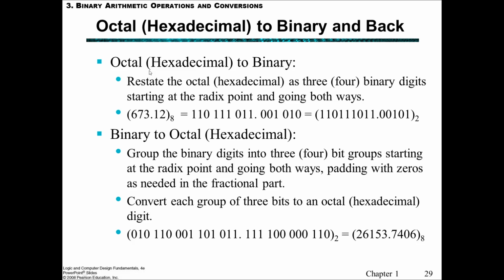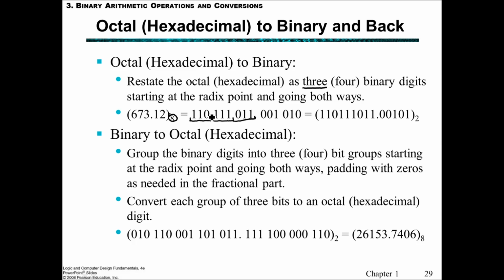In the case of converting from octal or hexadecimal, so read these brackets for this slide as or, to binary and then back again. When we go from octal to binary, we have to restate the octal value as 3 binary digits, starting at the radix point and going back both ways. Notice this is for the octal case to binary. So this is octal to binary. Notice how we've got these groupings here, and they're grouped into 3 binary digits.